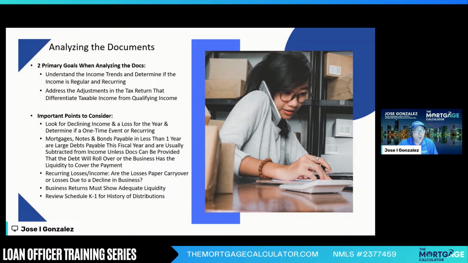Be aware that mortgage notes and bonds. Now here, I'm getting into the theory, so you know what you're looking at when you're looking at the documents, right? So take note that mortgage notes and bonds payable in less than 1 year are large debts payable this fiscal year. That means payable in less than 1 year. And they will need to be subtracted from the income.